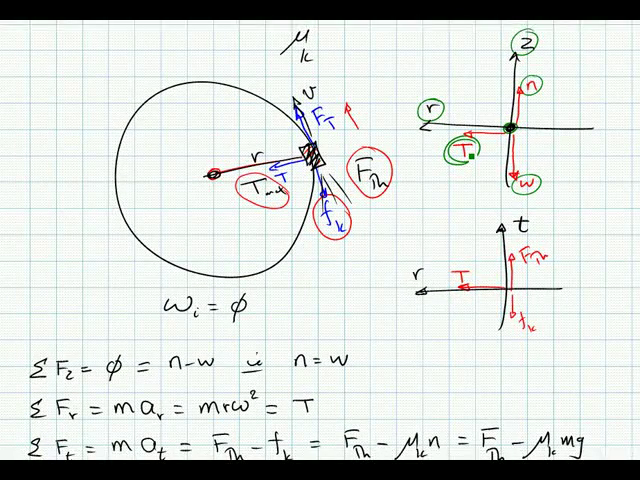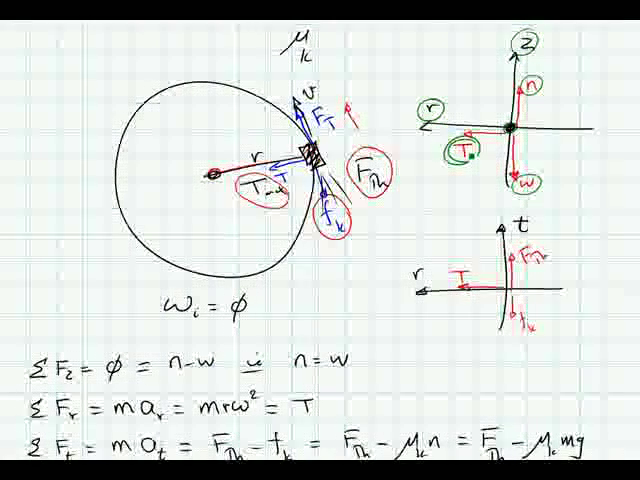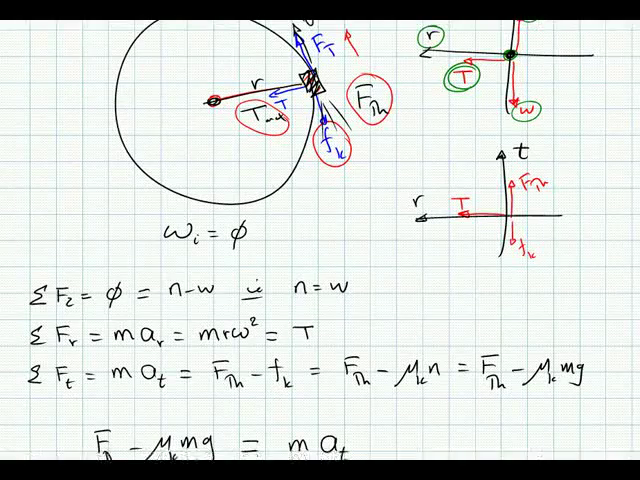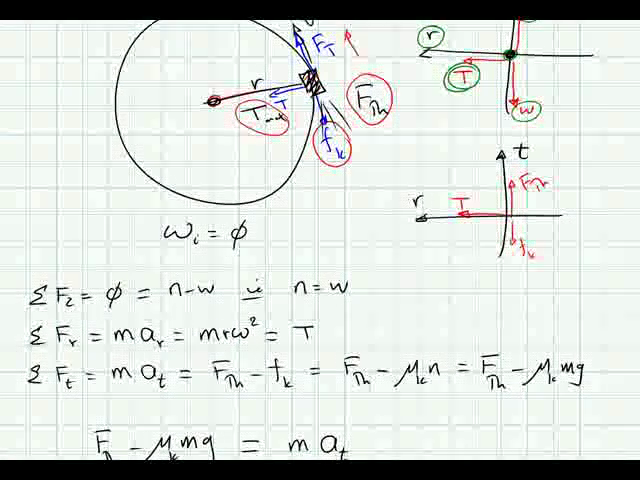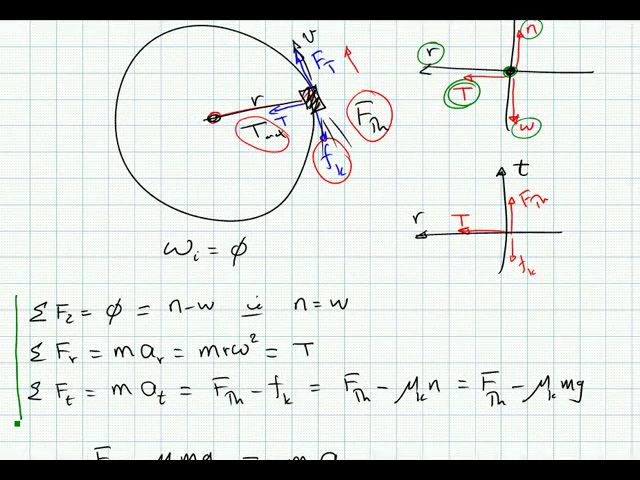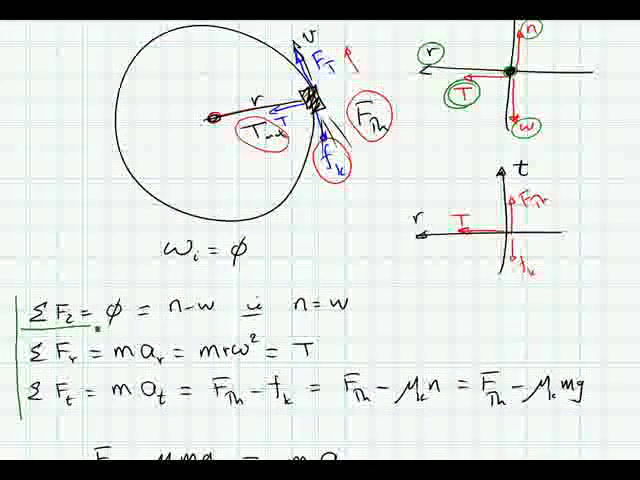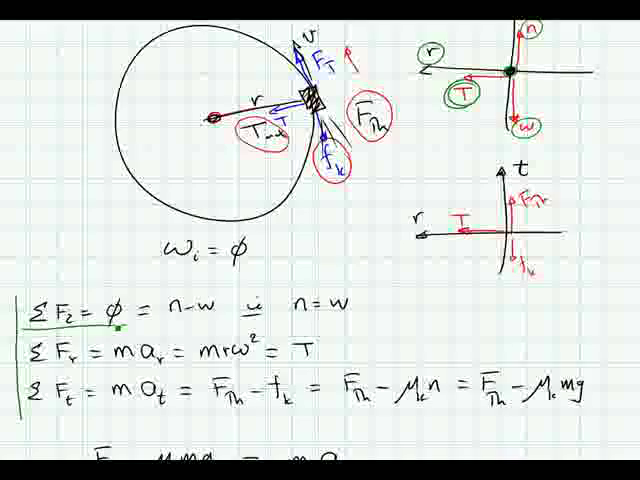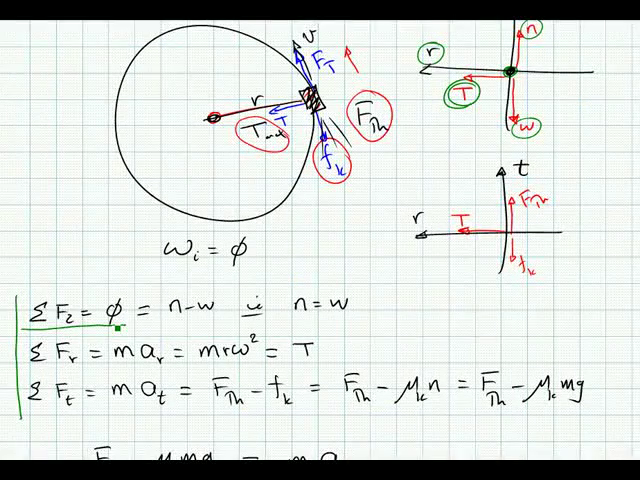We can now go apply Newton's equation in the z direction. In the z direction, as you know, the sum of the forces is equal to 0. Sum of the force in the z direction, looking at our free body diagram, is N minus W. That gives us N is equal to W.